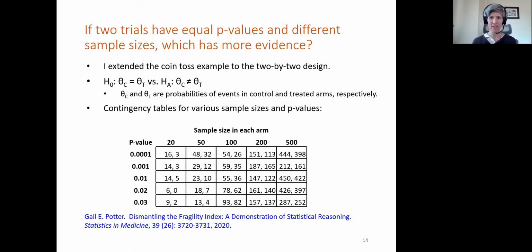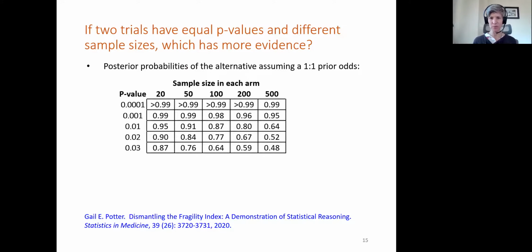I repeated the analysis for the 2x2 design where we're comparing two proportions instead of testing a single proportion. I generated a bunch of contingency tables that have the same p-value and progressively larger sample sizes. So for example, this contingency table represents 55 events out of 100 people in one arm and 36 out of 100 people in another arm. It has Fisher's exact test p-value equals 0.01. And then using the same set of assumptions, just extending them to 2x2 design, I calculated these posterior probabilities.